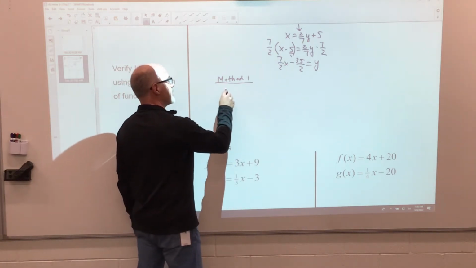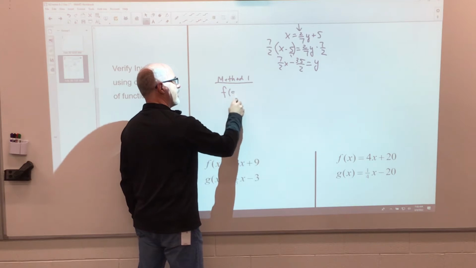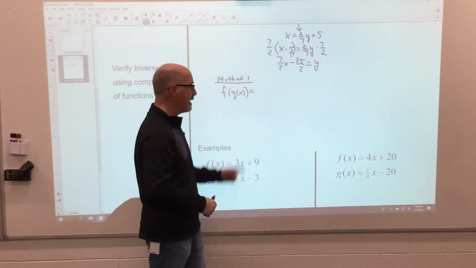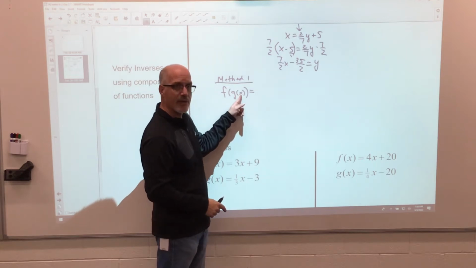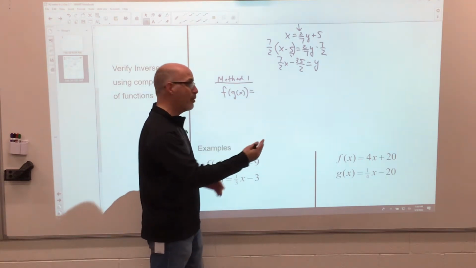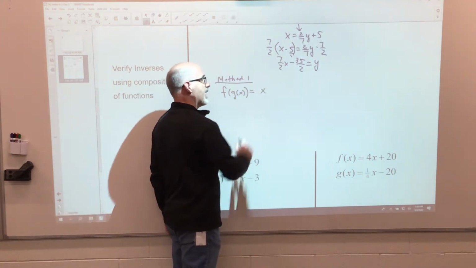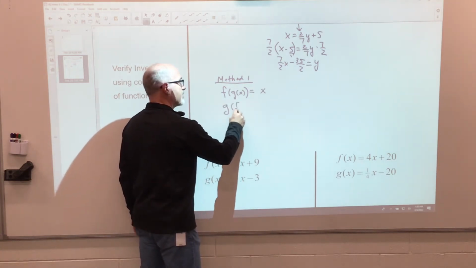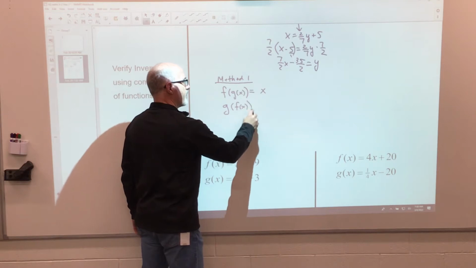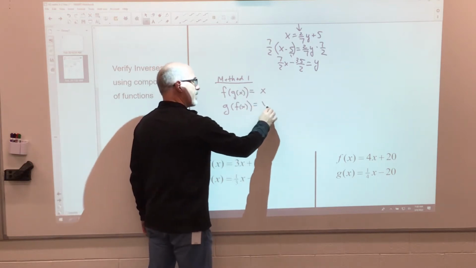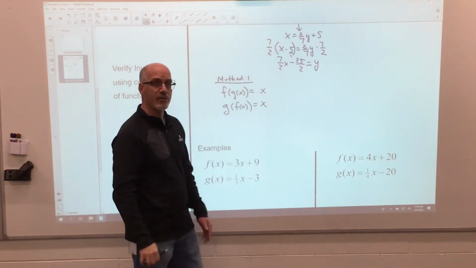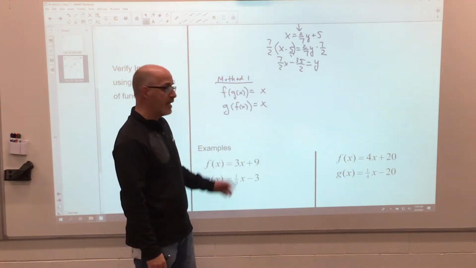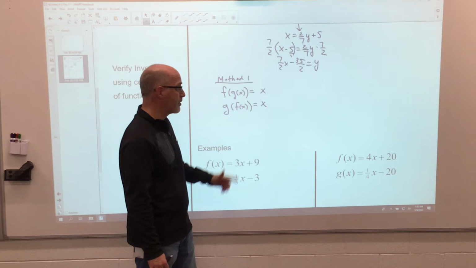Method 1 is if you find f of g of x, you do the composition of the two of them. If the very inside input becomes the output of the composition, x, and you do it the other way around as well, as a composition with the other function being the input, if you get x for both of those, you have verified that it is the inverse function. Now you do have to do both.